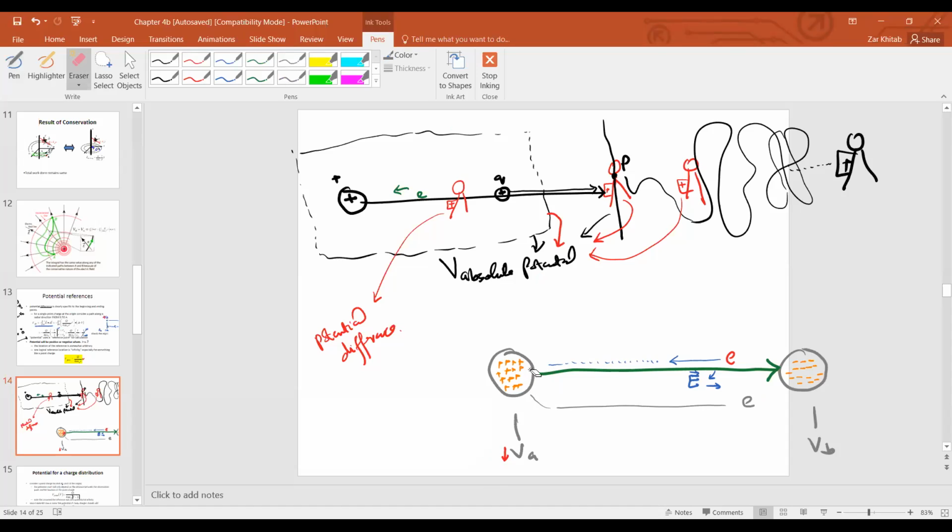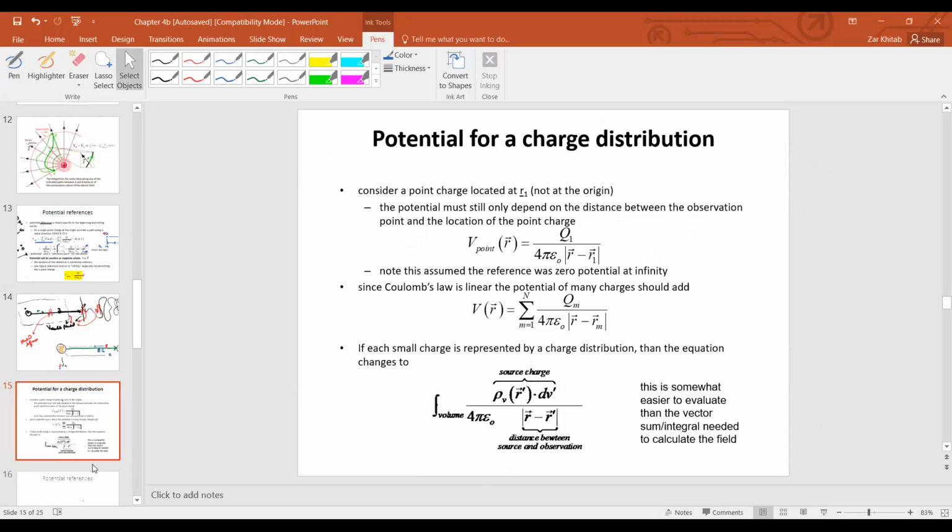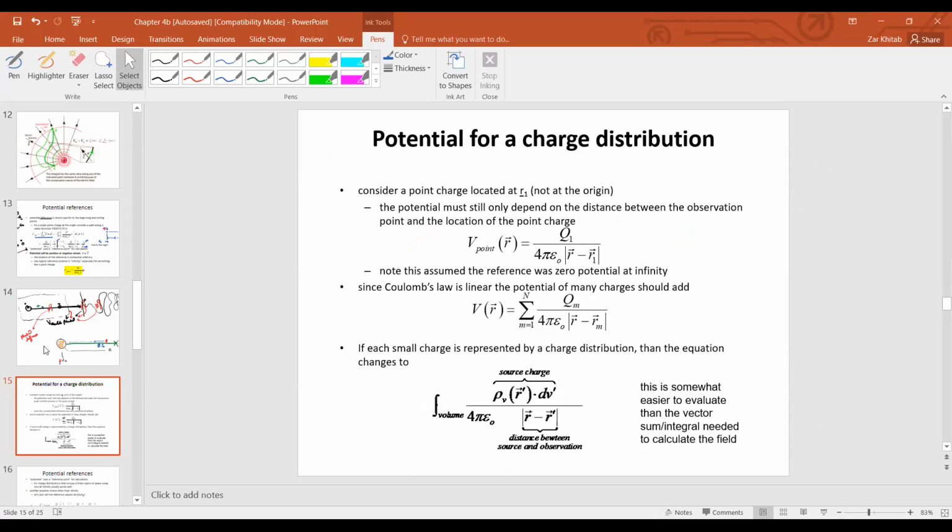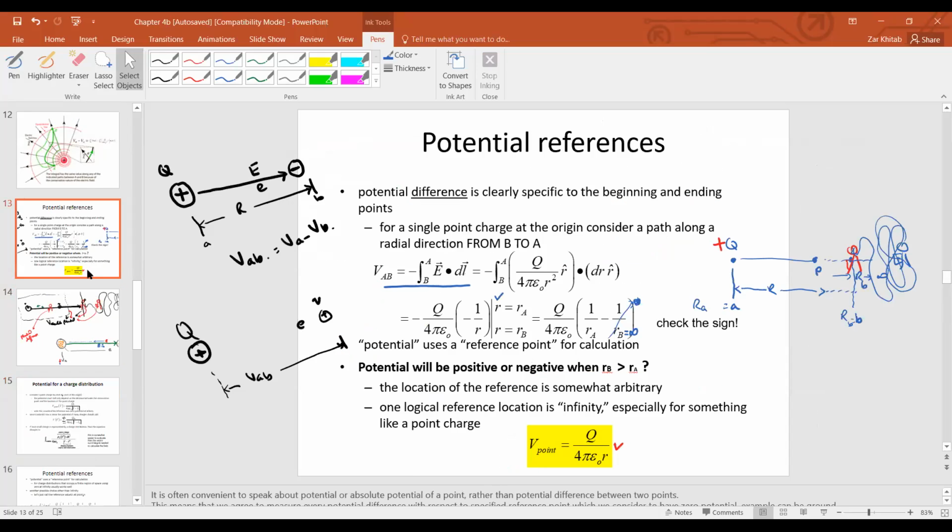Okay, let me remove them. The positive and negative charges are there, but they will neutralize each other. So the voltage will further drop, right? Is this clear? Any question here? So I hope the definition of the absolute potential is clear. Okay. Any question here? No question, sir. Okay.